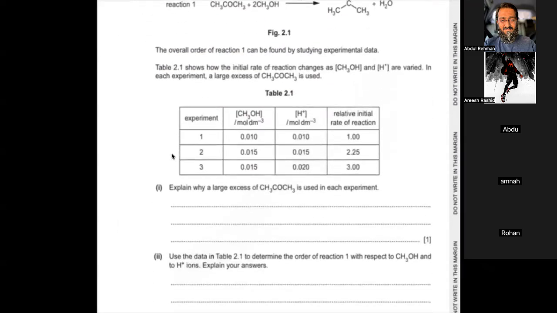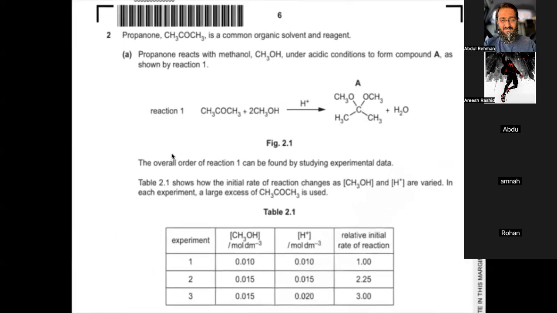Now, question number 2. So propanone, CH3COCH3 is a common organic solvent and reagent. Propanone, my bad. Sorry, propanone. So propanone reacts with the methanol, CH3OH, under acidic conditions to form a compound A shown by reaction 1. So if you see in the equation over here, the H positive is over the arrow. So that refers to the acidic conditions. And further, it refers that it is used as a catalyst because it is on the top of the arrow.